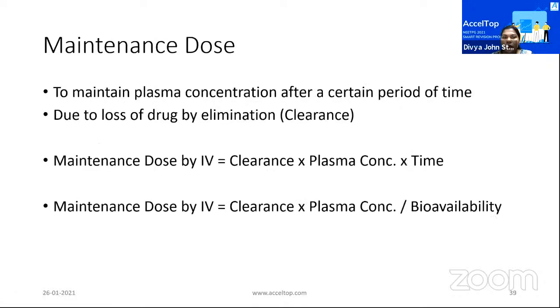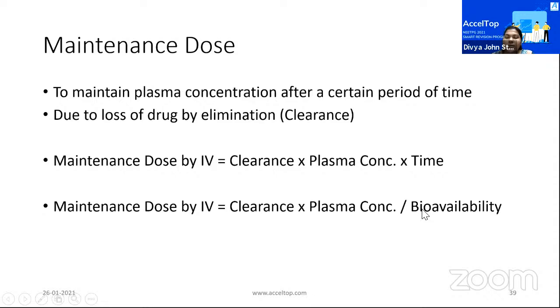For a maintenance dose, to maintain plasma concentration after a certain period of time, this accounts for the loss of drug by elimination or clearance, and it is a function of clearance as well as T half. So how do you calculate maintenance doses? Maintenance dose by IV is nothing but the clearance into plasma concentration and the time duration in hours. Maintenance dose by oral, sorry for the mistake, will be the same equation divided by bioavailability of that drug.